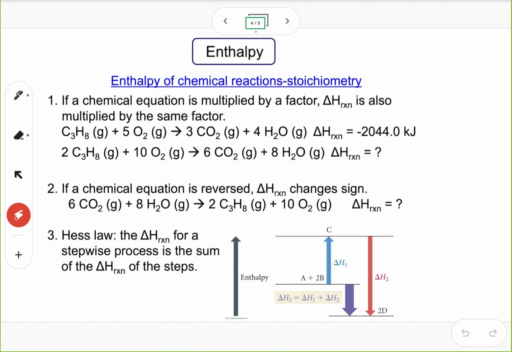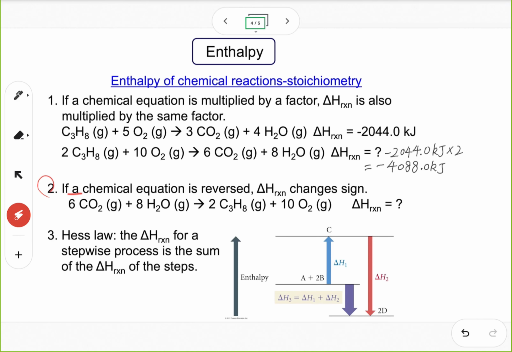Now, if you multiply all of the coefficients, here 1, here 5, 3, 4, by a factor of 2 to get a new equation with coefficients of 2, 10, 6, and 8, then what would you like to do for delta H reaction? Well, you multiply by the same factor. In other words, this one here would be negative 2044.0 kilojoule times 2, so 4088.0 kilojoule will be released by burning 2 mol of propane gas. This is what it means, okay?